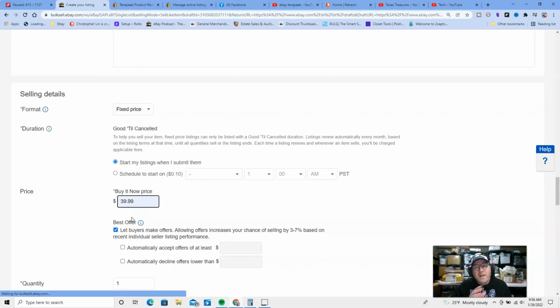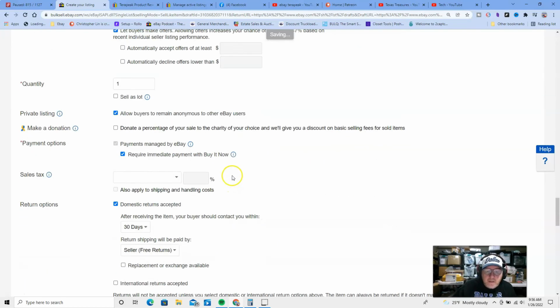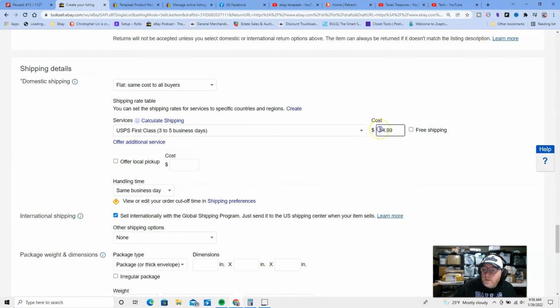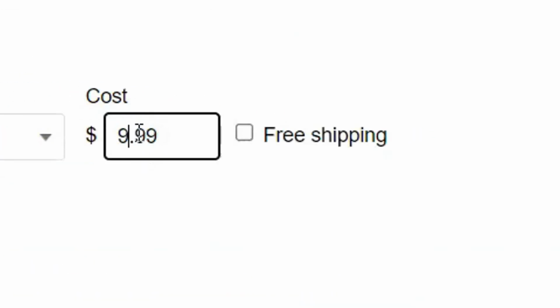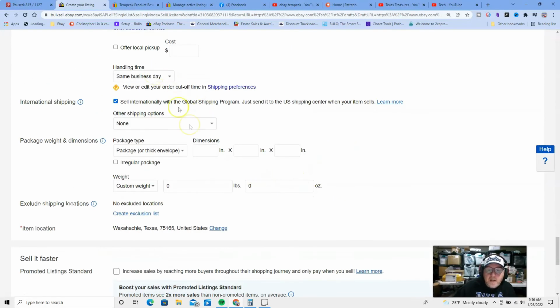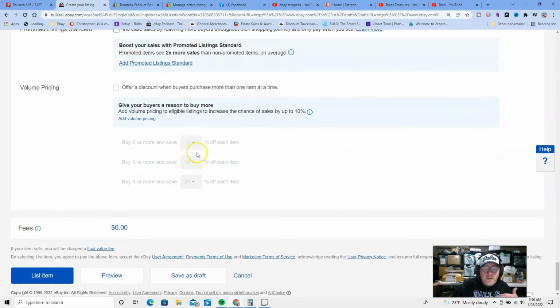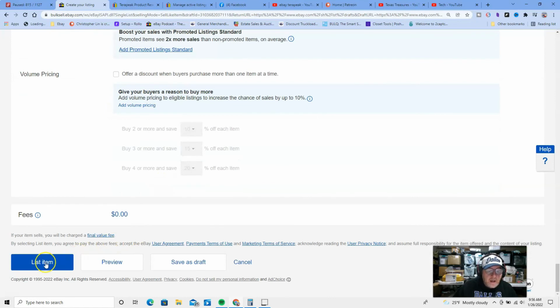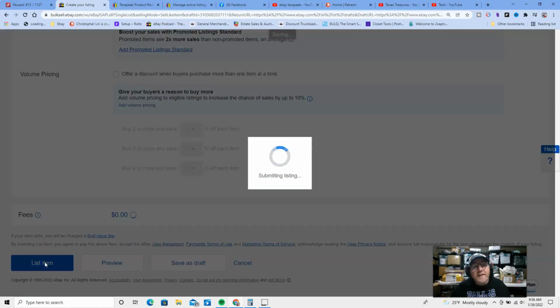I just like to price a little bit on the higher end of the mean or the median, and that's the price I'm going to go at. I do 30-day free returns. The shipping on these, I'm going to ship these at $9.99. So I do same day. Most of these will go in an 8x5 by 15 box with 2 pounds. I don't promote mine right away. If they haven't sold in 30 days, I then will promote them. Let's see. And yeah, I'm ready to list these. I'm going to go ahead and click them, and these are listed.